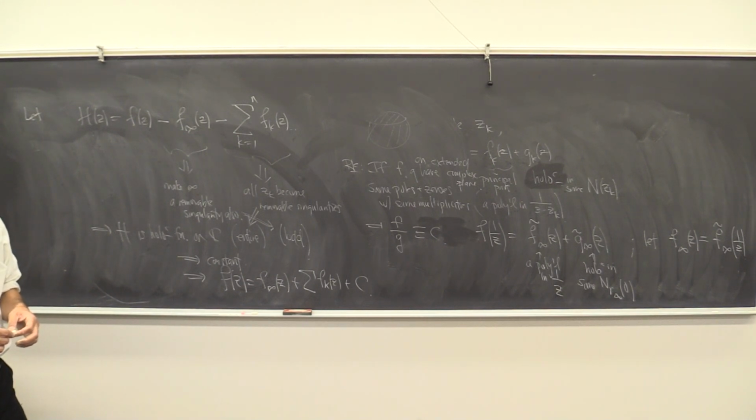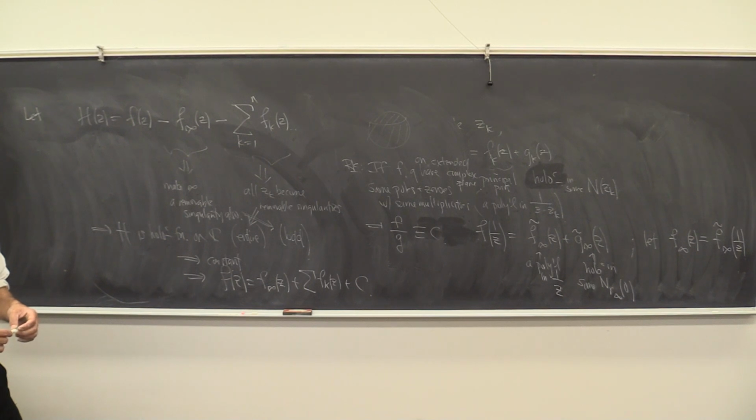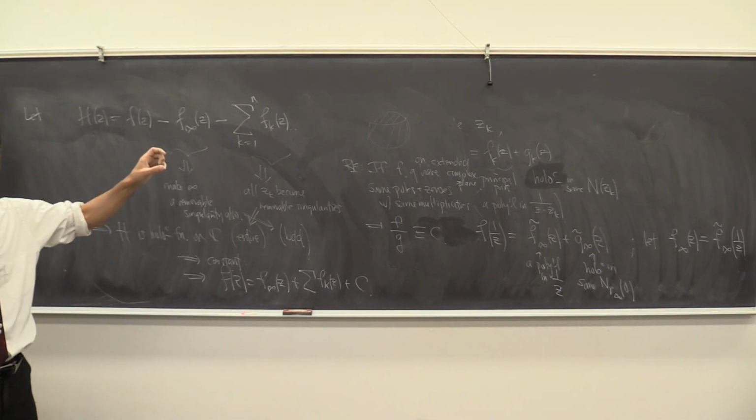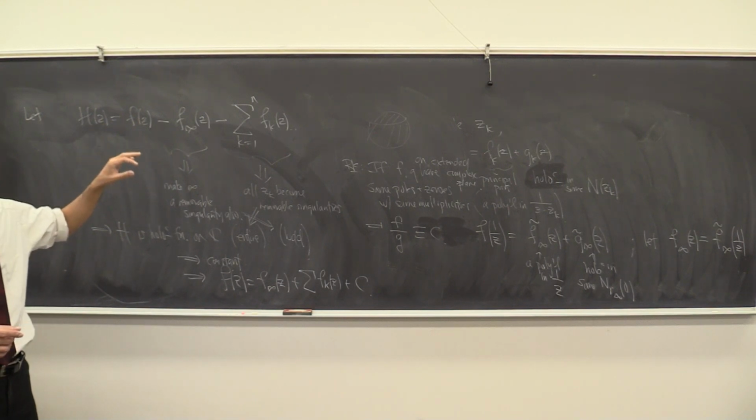At the beginning we said if f is meromorphic on the extended complex plane, then f of 1 over z has either a pole or a removable singularity at z equals 0. Why do we know one of those two must be true? Because if you're meromorphic on the extended complex plane, that means you have at most a pole at infinity, which means that f of 1 over z has at most a pole at the origin.